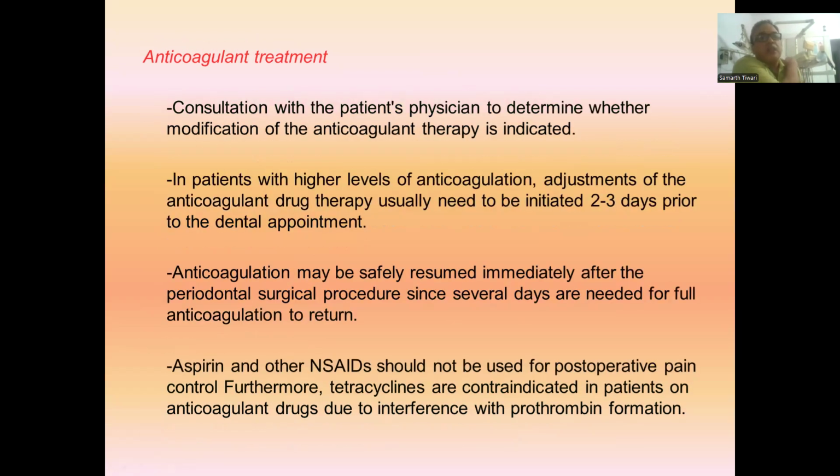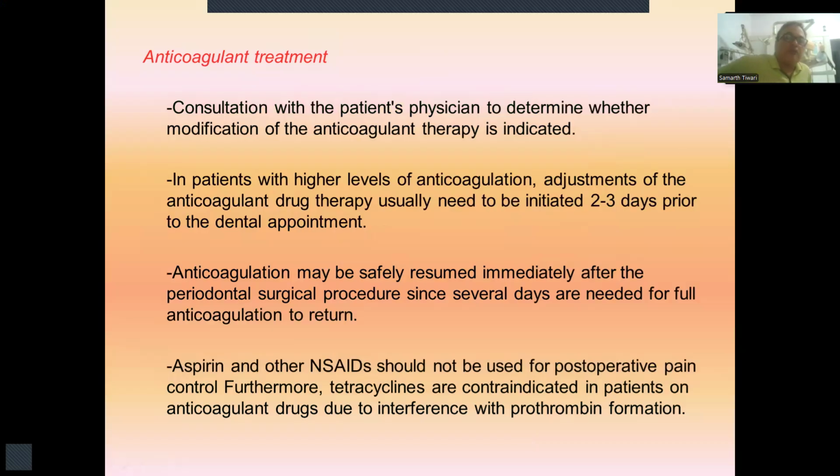Anticoagulant treatment. Consult the patient's physician to determine whether modification of anticoagulant therapy is indicated. In a patient on a higher level of anticoagulation, adjustment of anticoagulant drug therapy usually needs to be initiated 2 to 3 days prior to the dental appointment. Anticoagulation may be safely resumed immediately after the periodontal surgical procedure, since several days are needed for full anticoagulation to return. Aspirin and other NSAIDs should not be used for post-operative pain control. Furthermore, tetracyclines are contraindicated in patients on anticoagulation drugs due to interference with prothrombin formation.